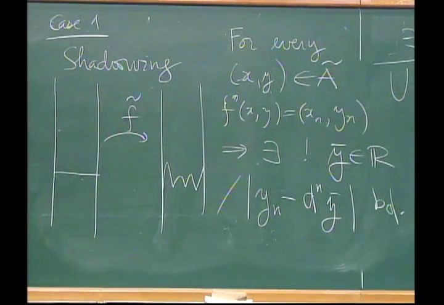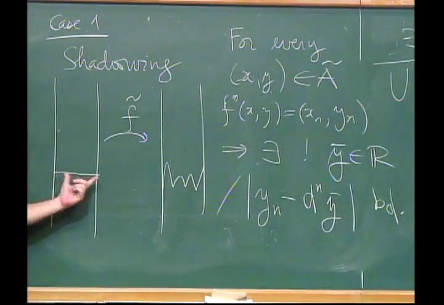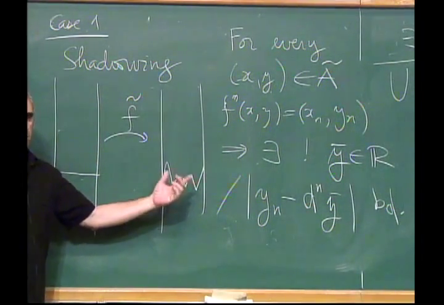Okay? This is the shadowing argument. The hypothesis we need is that there exists one curve in the lift whose image is bounded.